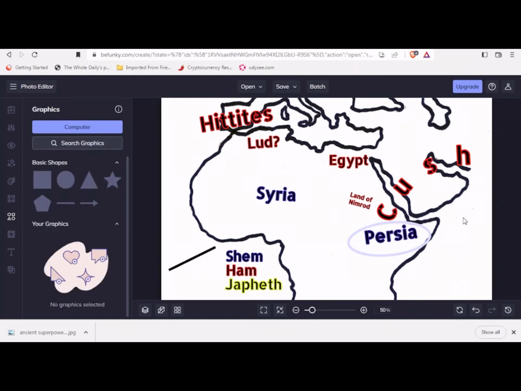Okay. So now, we were speaking about the Hittite power in the region of the Iberian Peninsula, and that their power eventually was broken and their empire collapsed. So now we can see how Lud could take advantage of that and absorb the former territory of the Hittites.